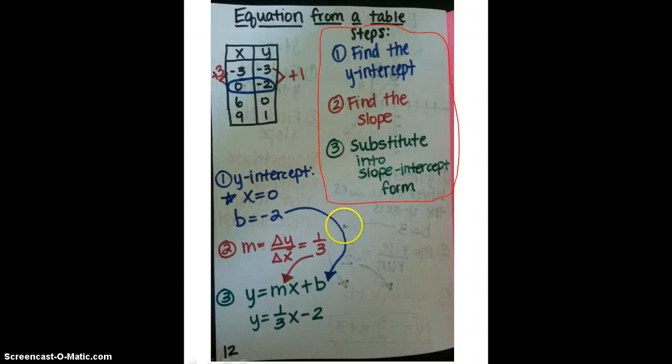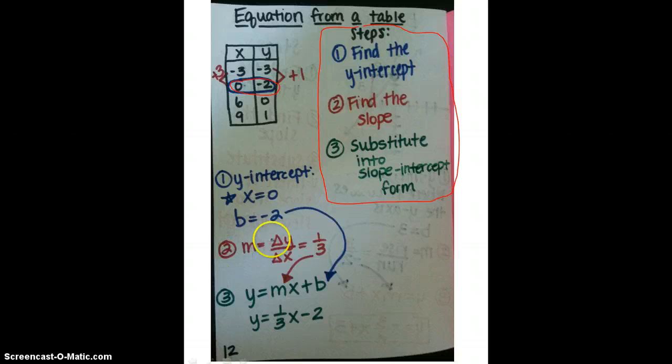Okay, so let's look at step 1. Step 1 is the y-intercept. Remember, x has to equal 0. So where x is equal to 0, that is our y-intercept. Okay, so in this case, my y-intercept is -2, so b equals -2.